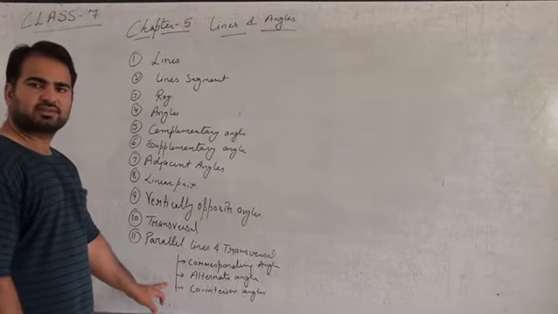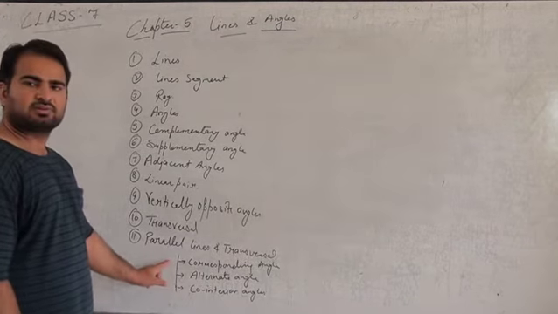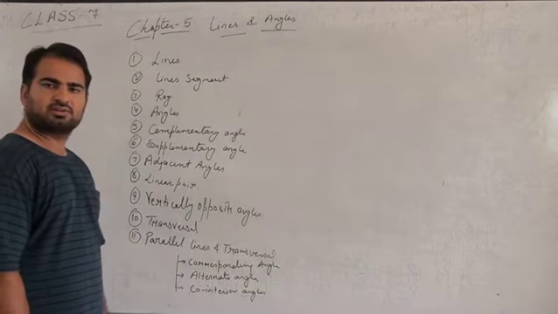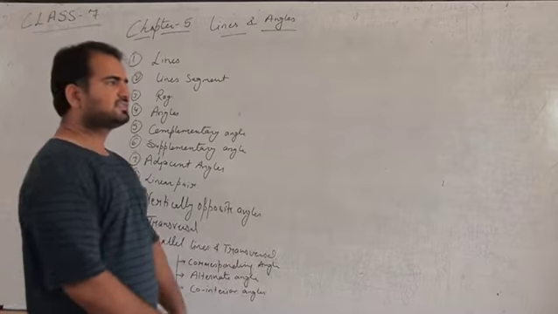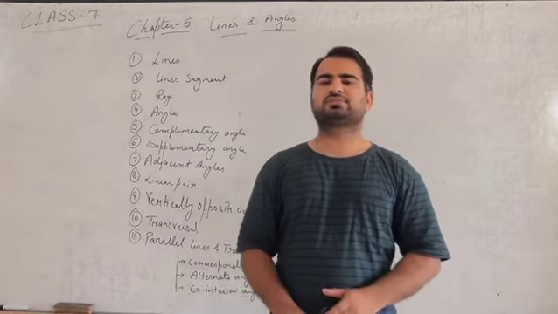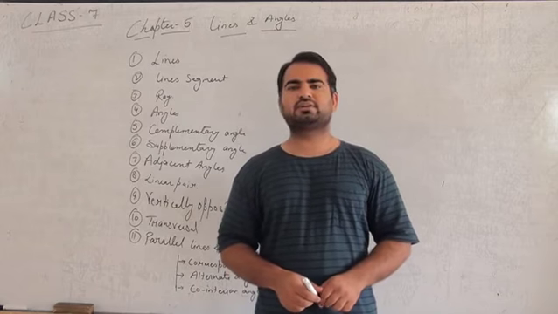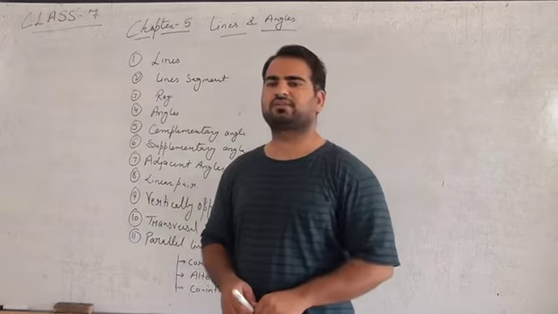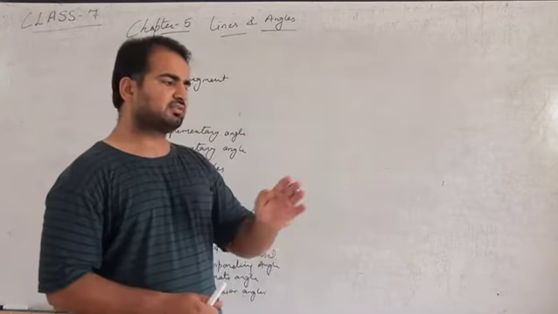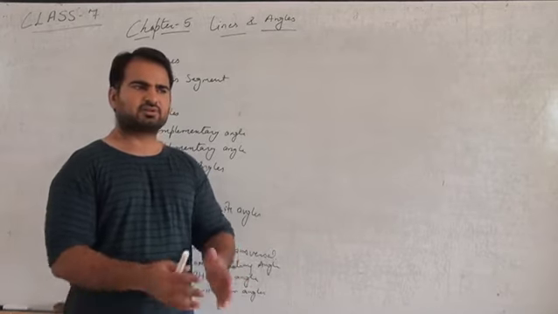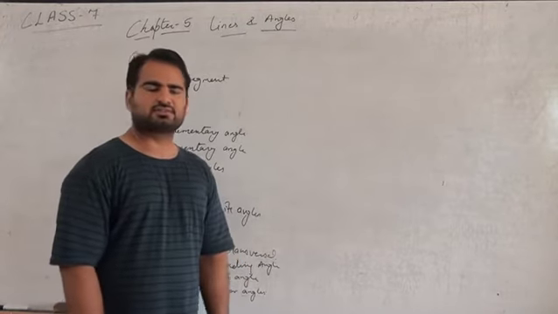Three types of angles. There are combinations of two angles. So corresponding angle, alternate angle and co-interior angle. The first definition is, what is a line? A continuous set of points which are collinear to each other and go endlessly in both the directions makes a line. The length of the line is indefinite. It can go continuously or endlessly in both the directions.